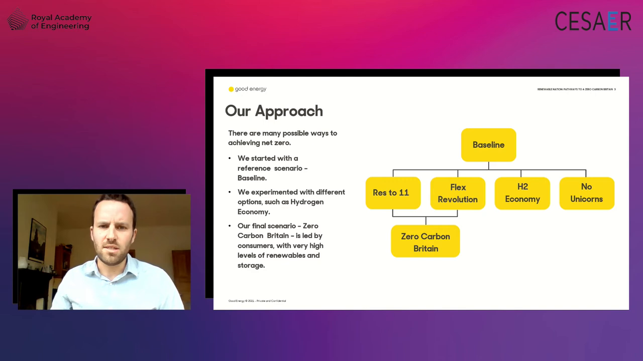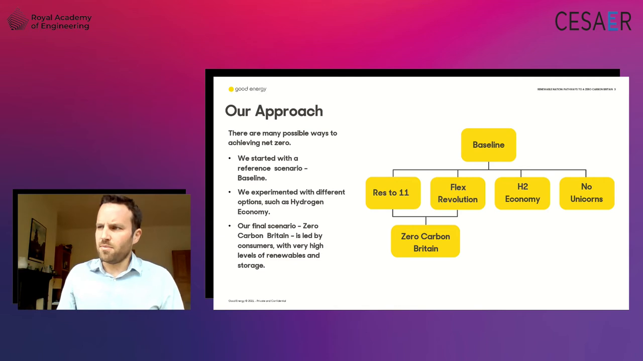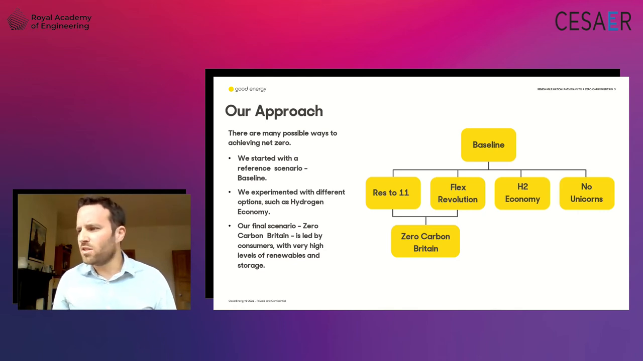I won't go into too much detail, but we used a baseline scenario, which is a kind of business as usual. There's no central planning, and we get to net zero as living patterns evolve gradually. Our Zero Carbon Britain scenario is a final scenario, which was informed through the use of some of these other scenarios, which included Renewables to 11, where wind and solar really continue with reducing costs. Flex Revolution is customer-based.